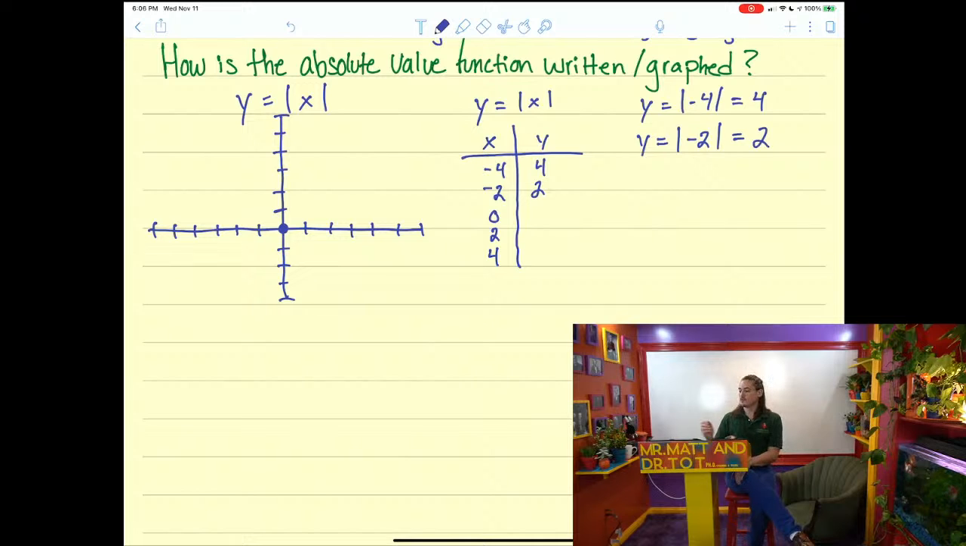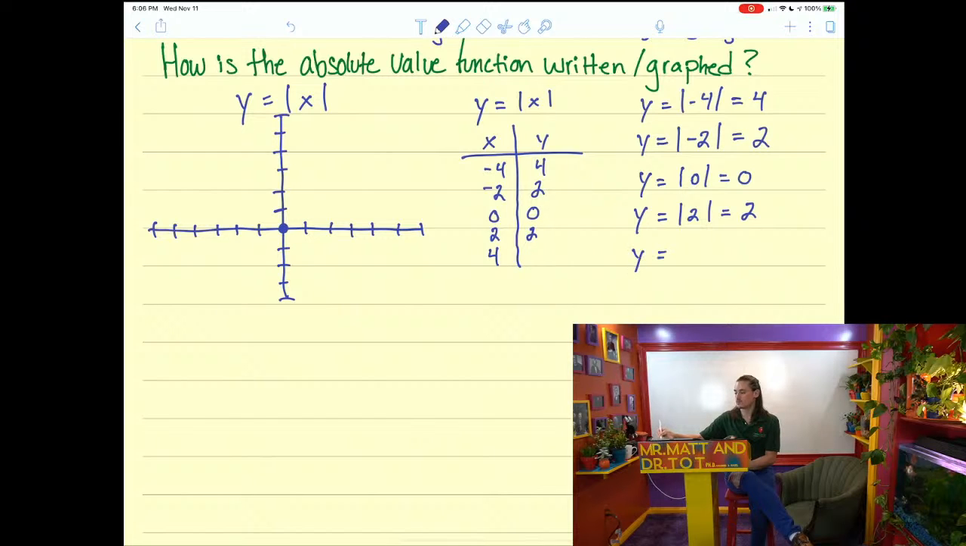Similarly, if we input 0 for x, the absolute value of 0 is just 0. So at x is equal to 0, y is equal to 0. Continuing on, we're just going to plug in the next 2 points. So y is equal to the absolute value of +2, which is just +2. And then y is equal to the absolute value of +4, which is also just +4.